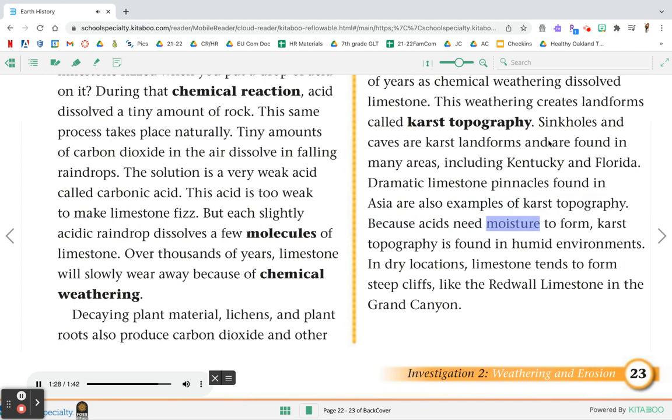Because acids need moisture to form, karst topography is found in humid environments. In dry locations, limestone tends to form steep cliffs, like the Red Wall limestone in the Grand Canyon.